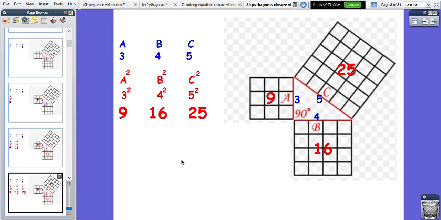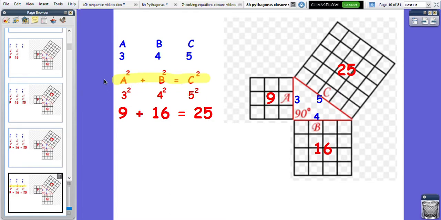Okay, so what's interesting about these numbers is that the 9 and the 16 add together to make 25. That's not just a coincidence. This is true for any right angle triangle. No matter what the lengths are, as long as we have a right angle triangle, these two smaller sides squared will add together to make the larger side squared. So what I've highlighted here: A squared plus B squared equals C squared.